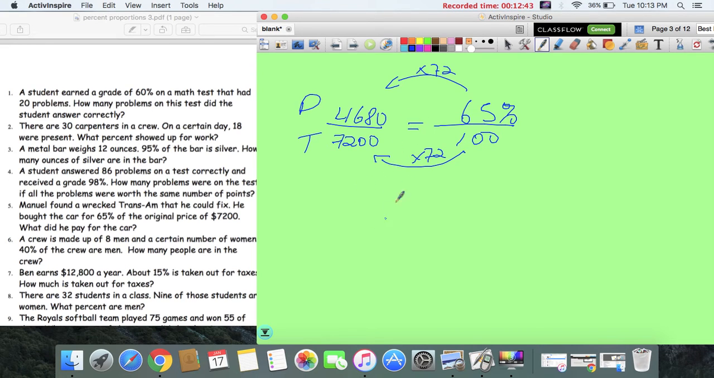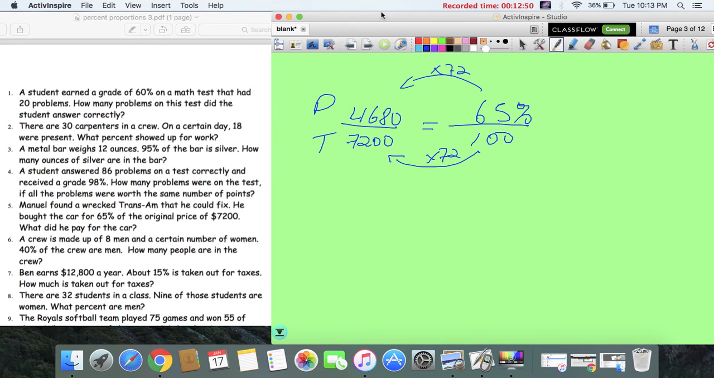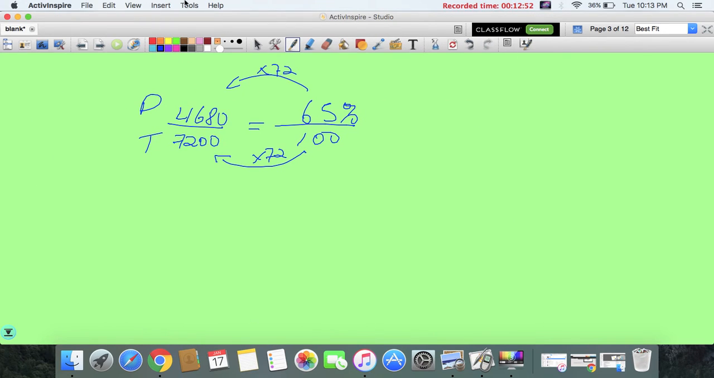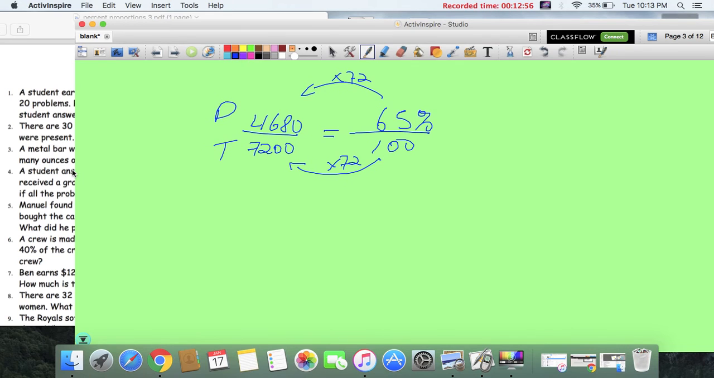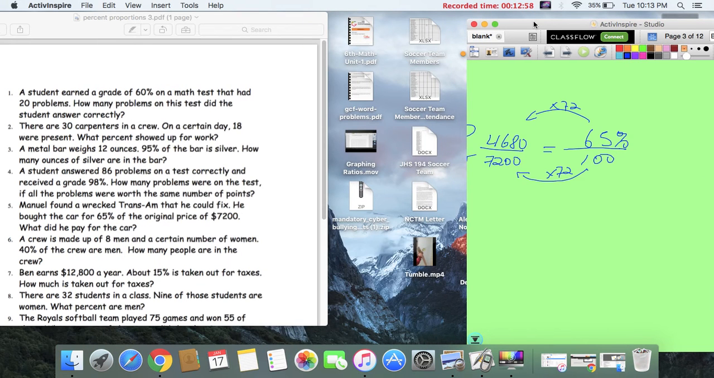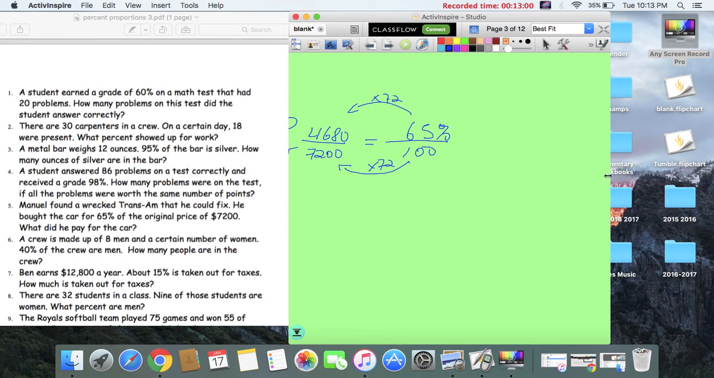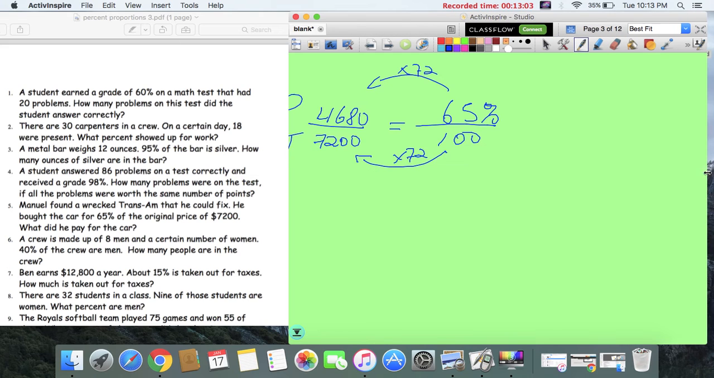6. A crew is made up of 8 men and a certain number of women. 40% of the crew are men. How many people are in the crew? Hang on a second, guys.